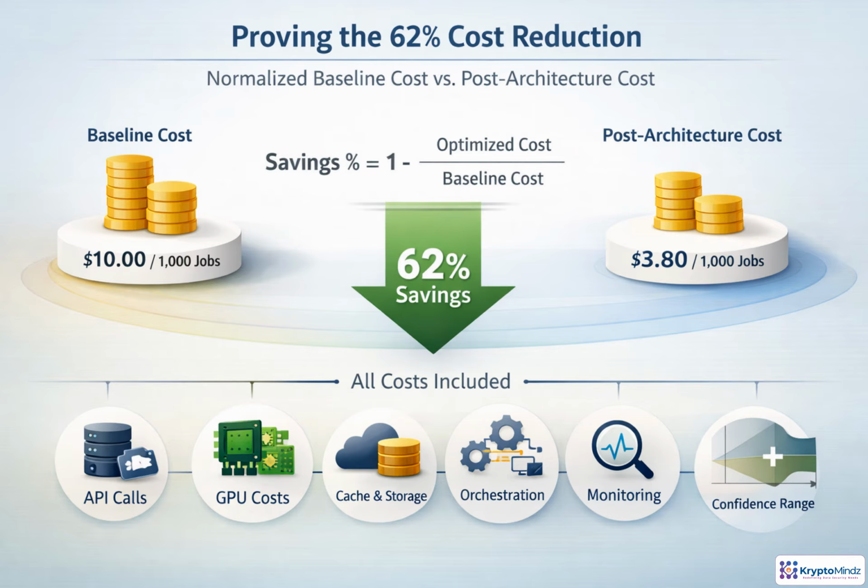To make a cost reduction claim credible, compare like with like. Normalize both periods to the same unit, such as cost per 1,000 successful completions. Then calculate savings as 1 minus optimized cost divided by baseline cost. In this example, $10 falls to $3.80. That means the optimized system costs 38% of the original, or 62% less. Completeness matters here. Include API calls, GPU serving, cache, storage, orchestration, and monitoring. If GPU amortization or modeled baselines are involved, report a confidence range.